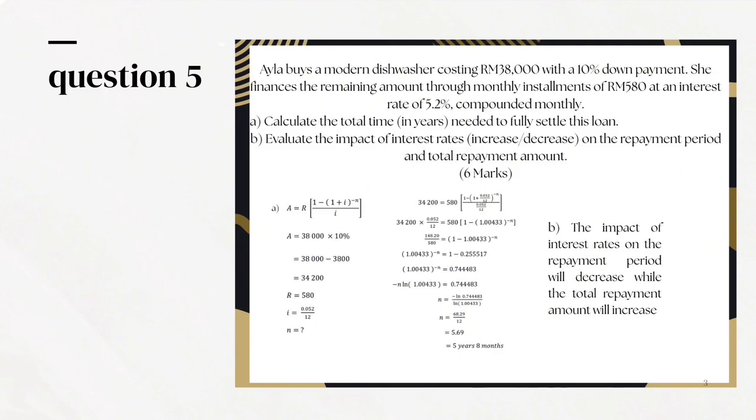R is the monthly payment equals 580 and i is k over m equals 5.2% over 12. So we need to find n. Then we substitute all the values into the formula and calculate the answer with the calculator. Then we get the answer, which is 68.29. The question needs the answer in years, so we divide 68.29 by 12. So the answer will be 5 years and 8 months.